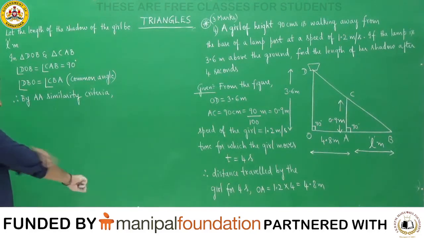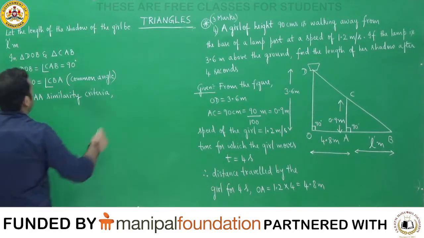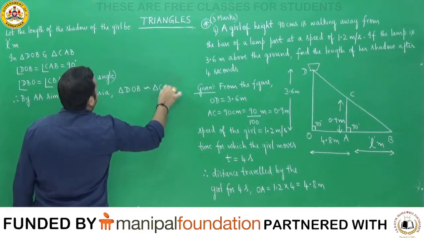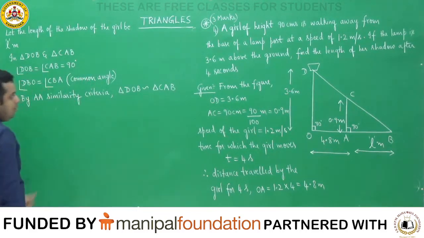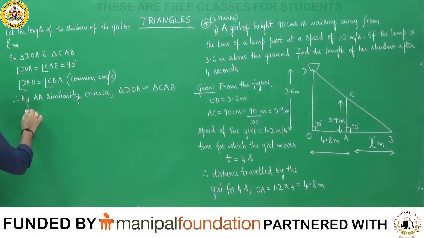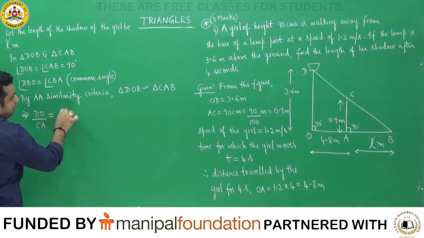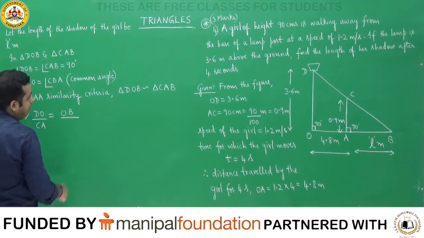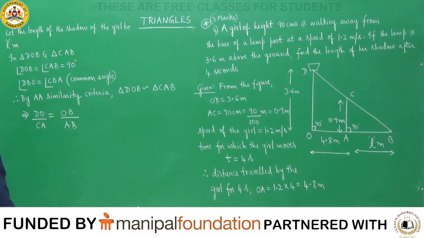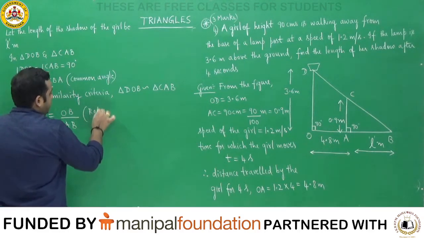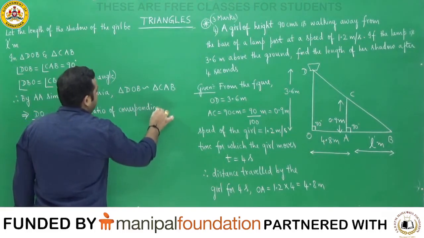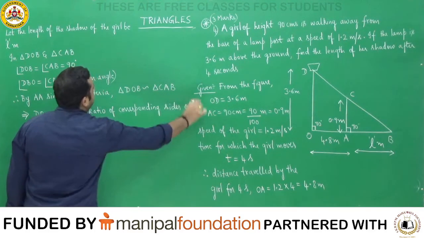So I can come to the conclusion that triangle DOB is similar to triangle CAB. This implies DO divided by CA is equal to OB divided by AB, since the ratio of corresponding sides of similar triangles are equal.